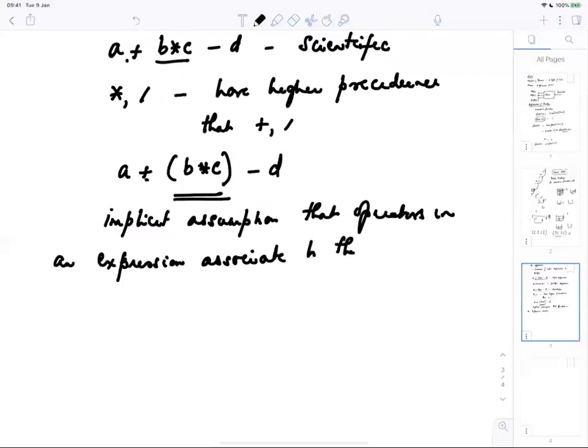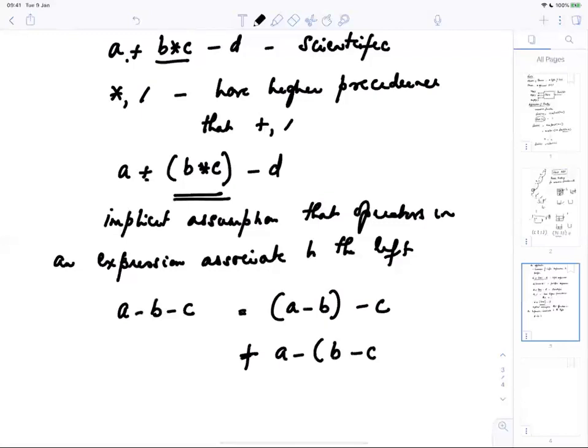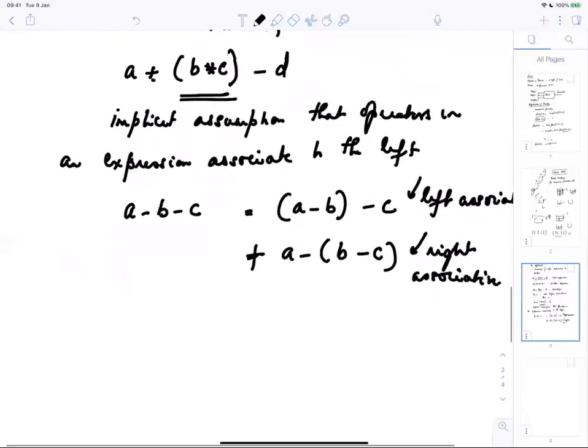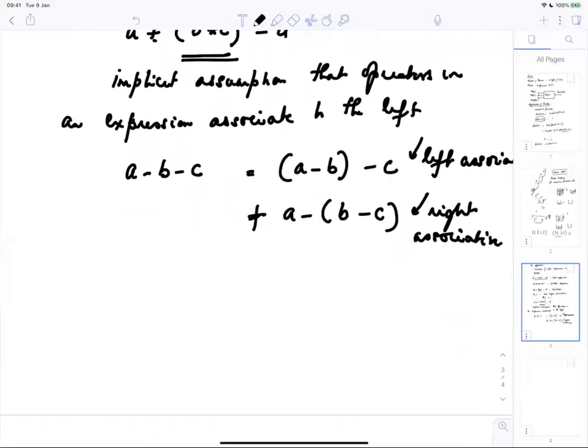Let me also tell you what this means. What do we mean by left association here? What we're saying is, if I have an expression a minus b minus c, then this is equal to a minus b, minus c, and not a minus of b minus c. This is left associative and this is right associative. So this is what we also know: implicitly the associativity is assumed in an expression.